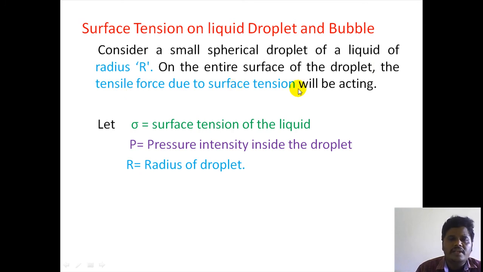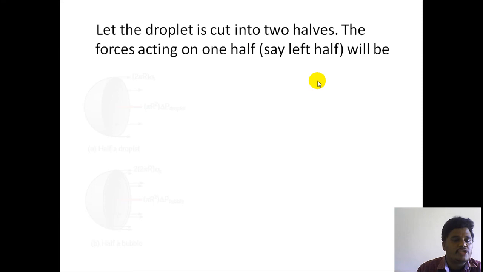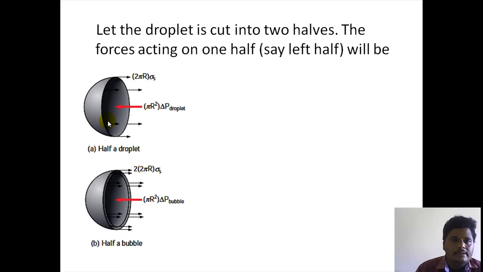Let sigma be the surface tension of the liquid, P the pressure intensity inside the liquid, and r the radius of the droplet. Let the droplet be cut into two halves. Consider the forces acting on one half. It may be a bubble or a droplet. A bubble means two concentric circles, while a droplet is a small single sphere.